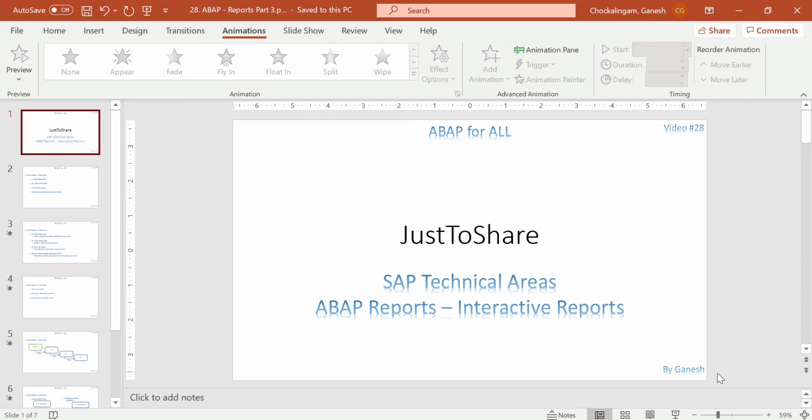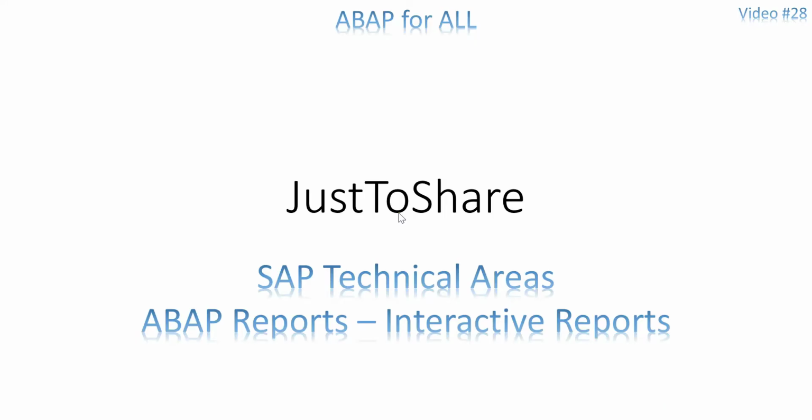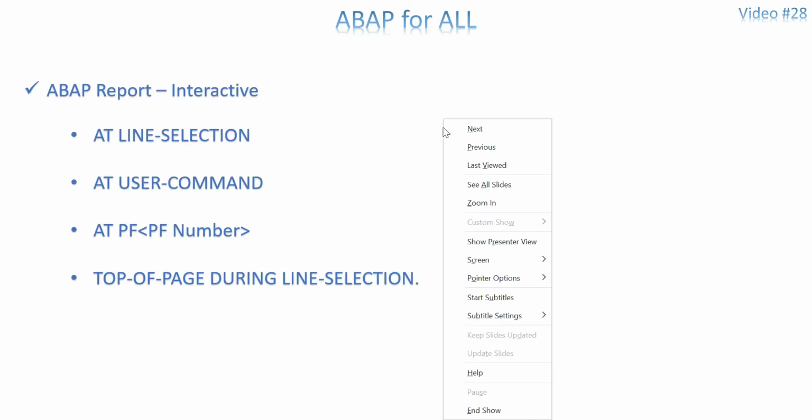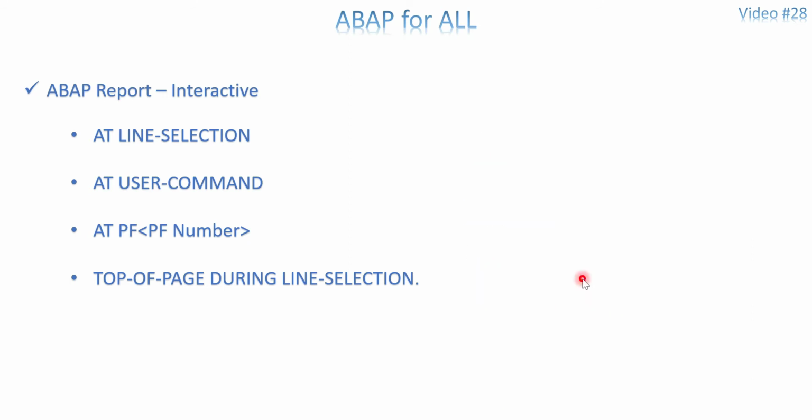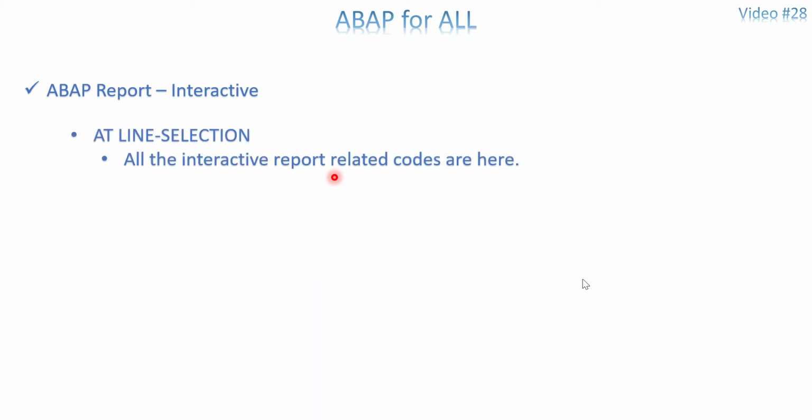Okay, let's get into the slide first. These are the events applicable for interactive reports: at line selection, at user command, at PF number, and top of page during line selection. These are very basic events for interactive reports, and for at line selection, all the interactive report related code is here.